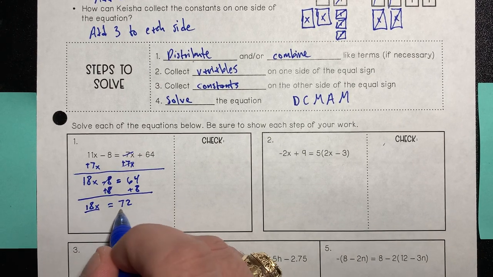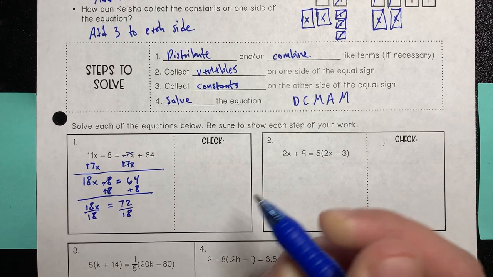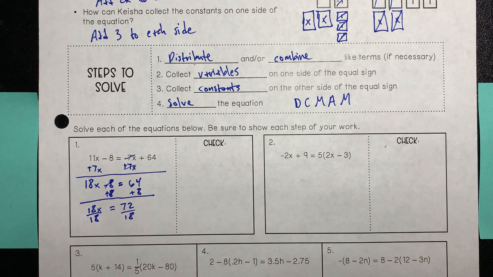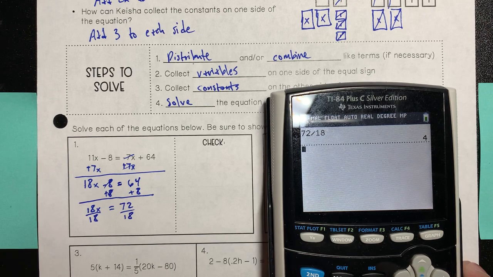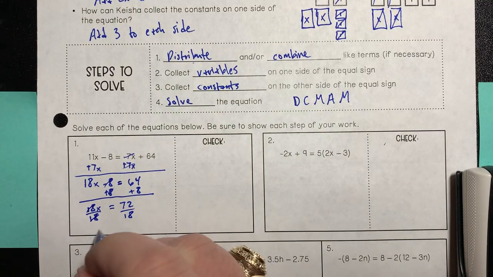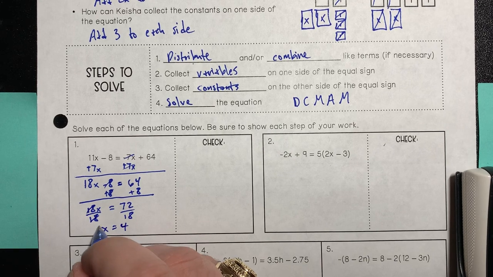So we're going to divide both sides by 18 to get that x by itself. And so let me pull out a calculator real quick so you guys can see. 72 divided by 18, that equals 4. And we know that 18 divided by 18, these just cancel out, leaving us with x equals 4. And that would be our answer.